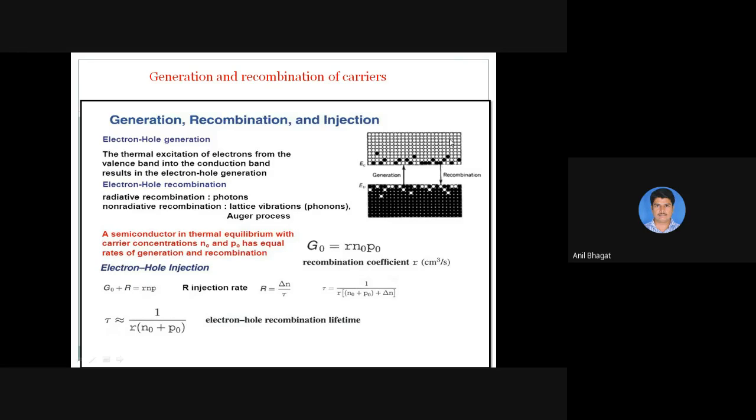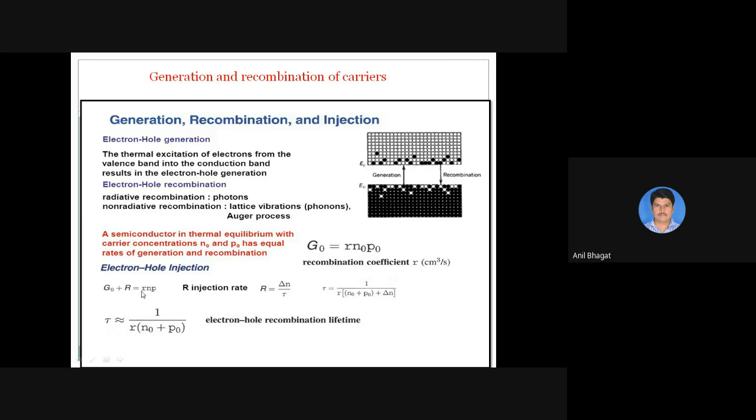From the conduction band to the valence band, we call that recombination. And now EC and EV. For that purpose we require the important formula. So here G0 is equal to R n0 p0, where the recombination coefficient R, in centimeter cubed per second, is always given, but now n0 and p0 we will calculate with the help of the formula.